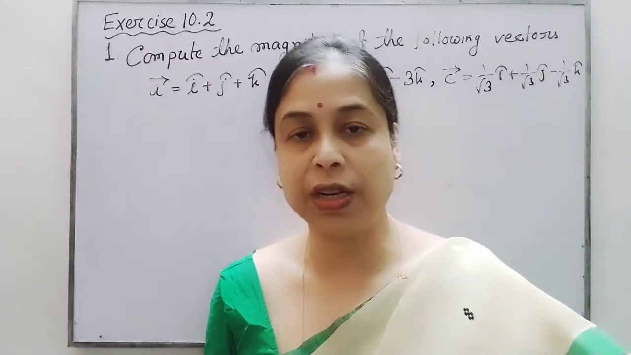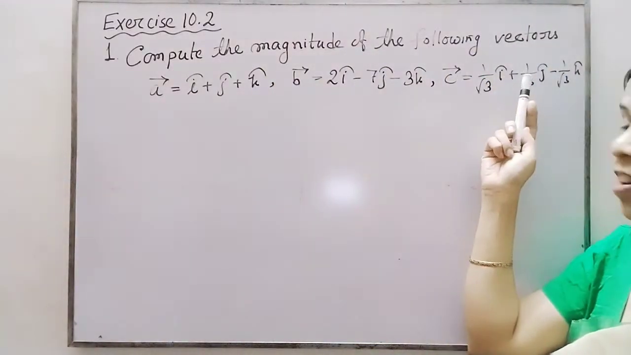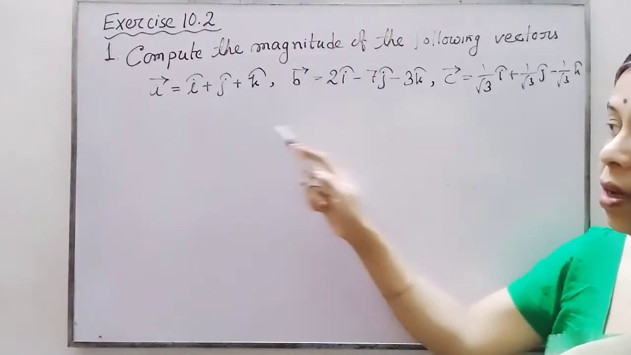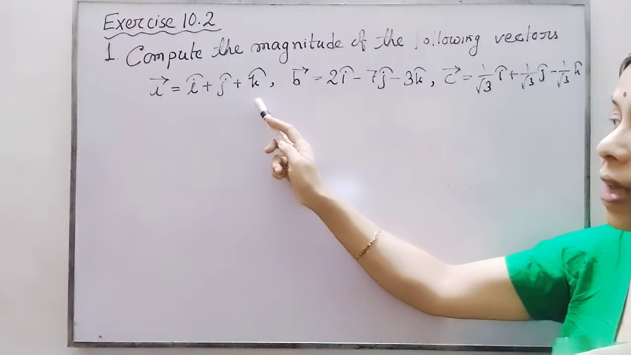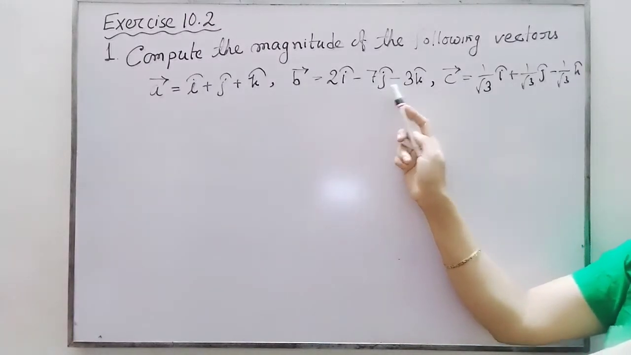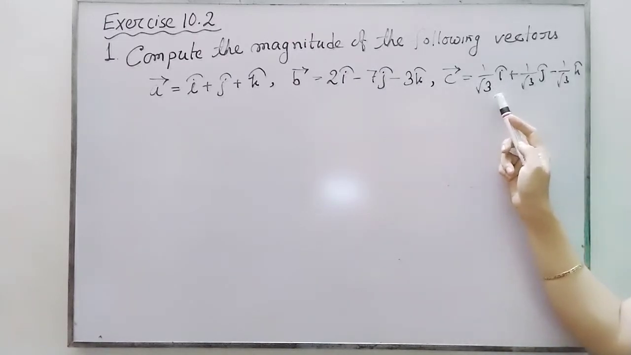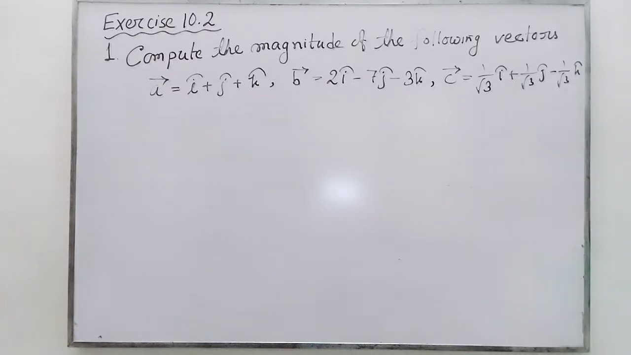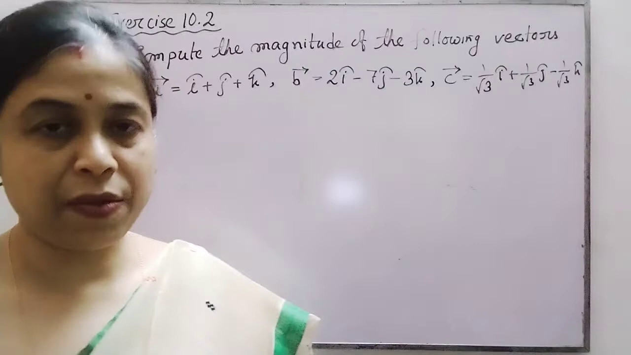Your first question is: compute the magnitude of the following vectors. There are three questions given. You have to compute their magnitude. The vectors are a bar equal to i cap plus j cap plus k cap. Second one is b bar equal to 2 i cap minus 7 j cap minus 3 k cap. And the third one, c bar, is equal to 1 by root 3 i cap plus 1 by root 3 j cap minus 1 by root 3 k cap. Let us do the solution one by one.